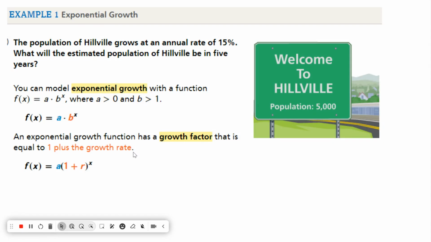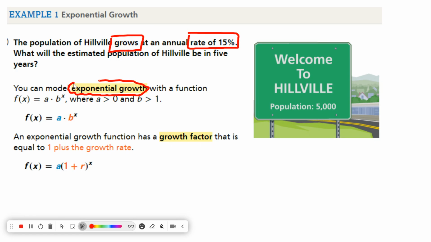It says the population of Hillville grows at an annual rate of 15%. What will the estimated population of Hillville be in 5 years? So when you see grows and you see this percentage rate, this means exponential growth. Okay, so if you take a look down here, exponential growth.